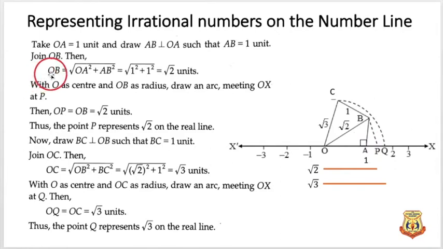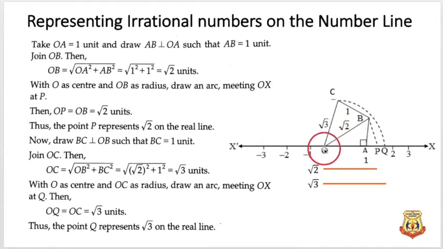Now by Pythagoras theorem, hypotenuse square is equal to perpendicular square plus base square. By putting the values of OA, which is 1, and AB, which is 1, we can get the value of OB. It is root over 1 square plus 1 square, so it becomes 1 plus 1, 2. So the value will come root 2.